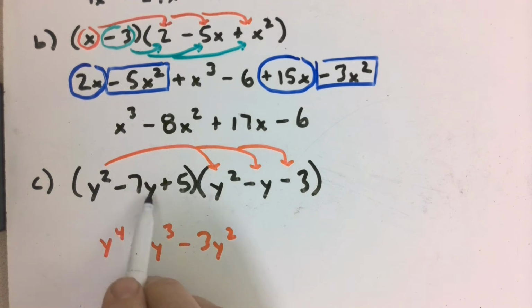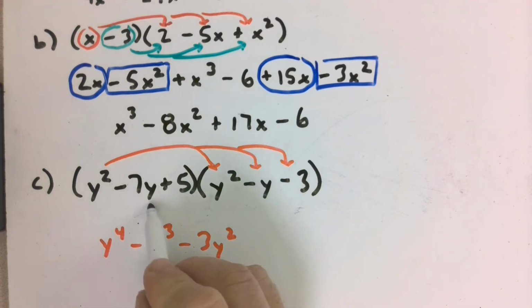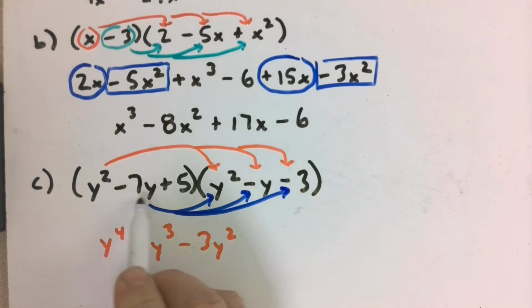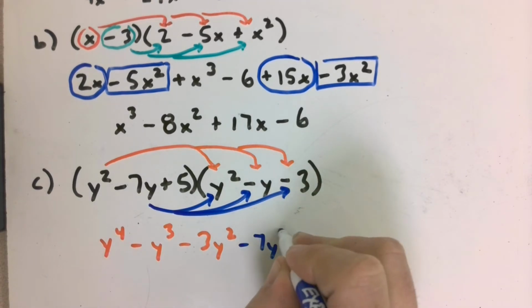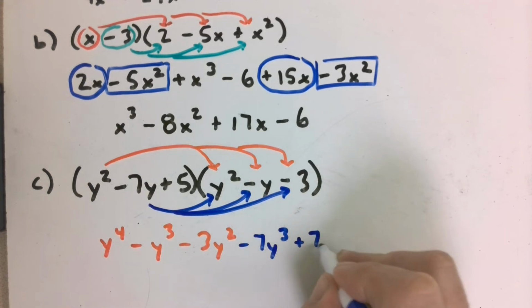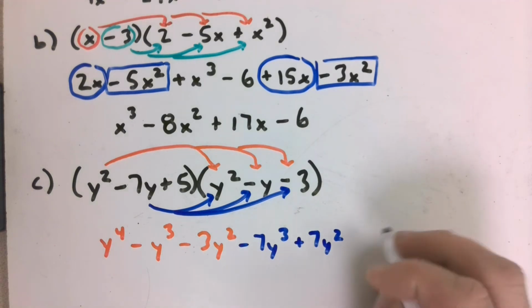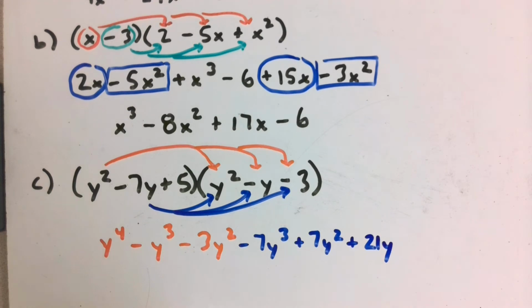Now I'm going to take the second term and distribute that into all three terms in the second set of parentheses. So I'm going to take that negative 7y and multiply by each of those terms. Negative 7y times y squared is a negative 7y cubed. Negative 7y times a negative y would be a positive 7y squared, and negative 7y times a negative 3 is a plus 21y.